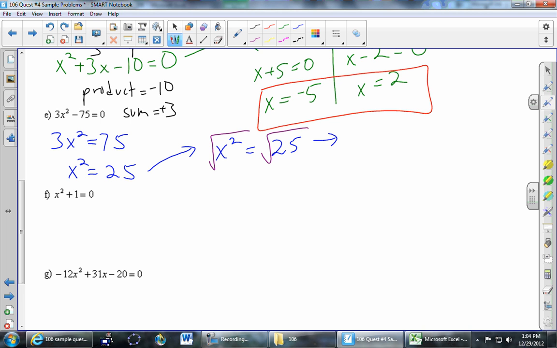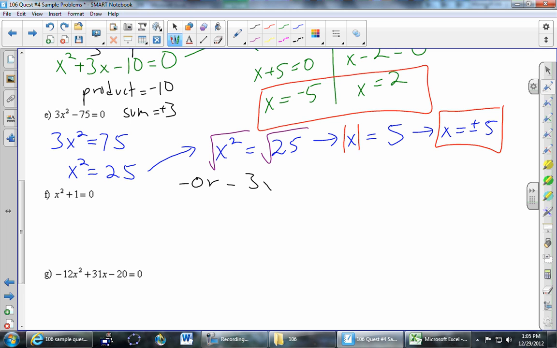This is the place where it's really easy to go wrong and say, okay, x is 5 and I'm done. Because the square root of x squared isn't x, it's absolute value x. So we have two answers here, not just 5, but -5. That's one option.